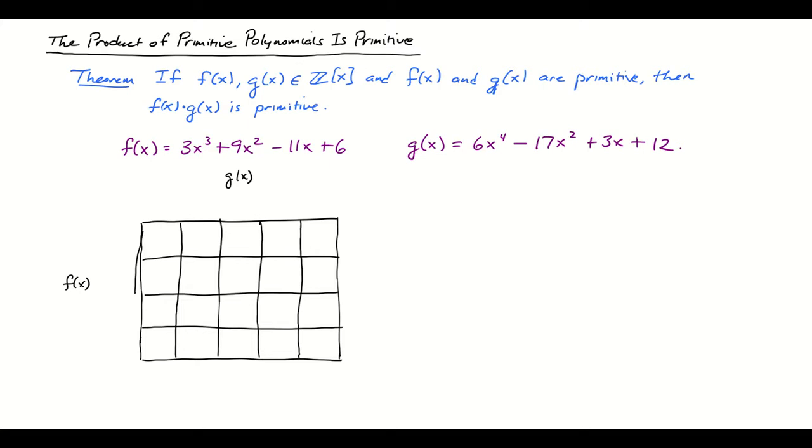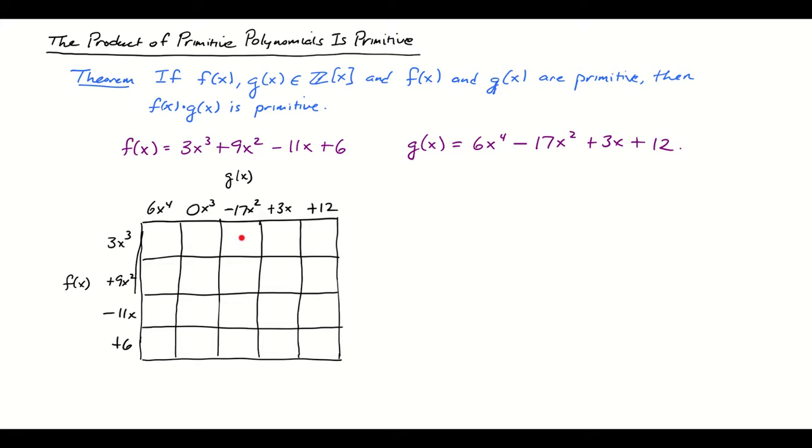So f(x) is 3x cubed plus 9x squared minus 11x plus 6. I left 5 cells on the g(x) side because I have a 4th degree polynomial and one of the terms just happens to be 0, but I'd like to include that in the analysis. So 6x to the 4th, then 0x cubed, just for record keeping, negative 17x squared, plus 3x plus 12. And now we're going to start filling in partial products in this box.